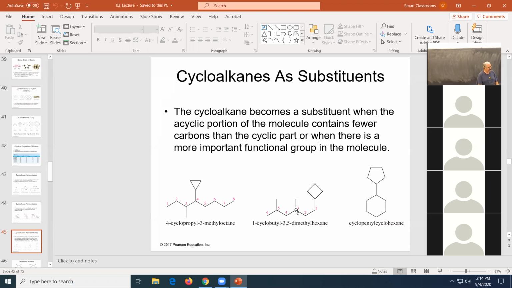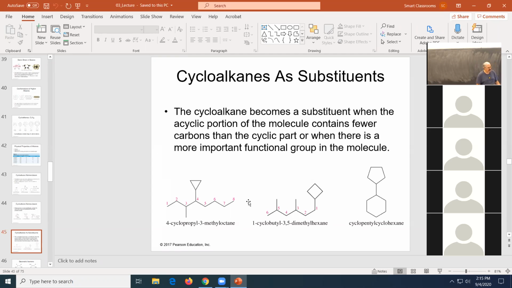Cycloalkanes can be substituents. The parent alkane or cycloalkane will end in -ane. A substituent will end in -yl. So this is 4-cyclopropyl-3-methyloctane. Cyclopropyl is a substituent, octane is the main chain.